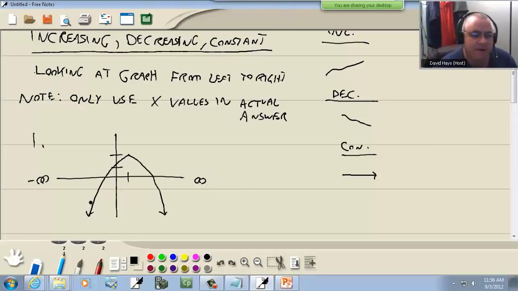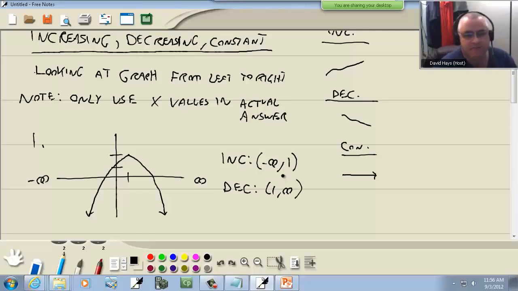Well, initially my graph is going up, so it's increasing. So it's increasing from negative infinity, and then where it stops increasing is at 1. Remember, we only use our x values in our actual answer. And then it starts decreasing. So it decreases from 1 to positive infinity.